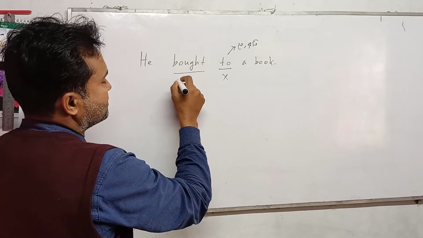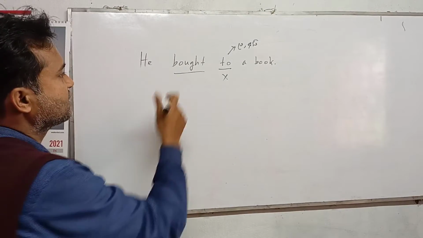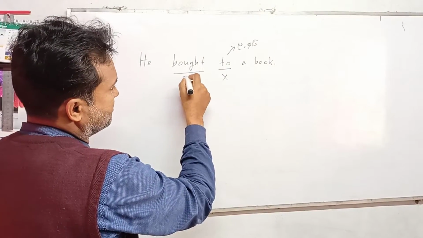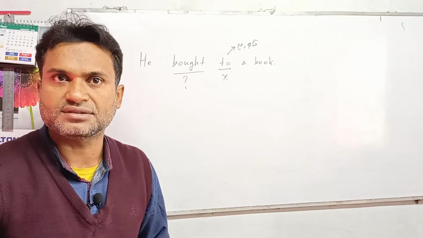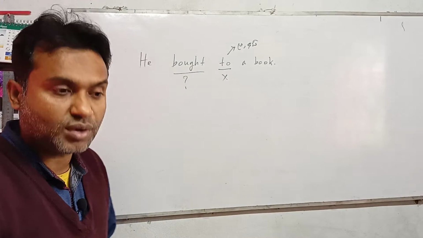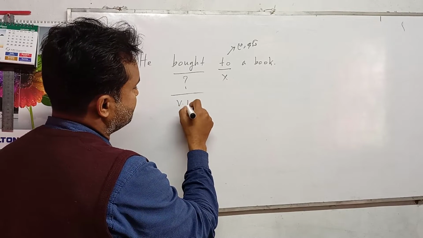One is transitive, another one is intransitive, in the principal verb we have seen. So this verb is what type of verb? My question: transitive or intransitive? The most important part is transitive or intransitive. But why? Because this is the VT, or transitive.